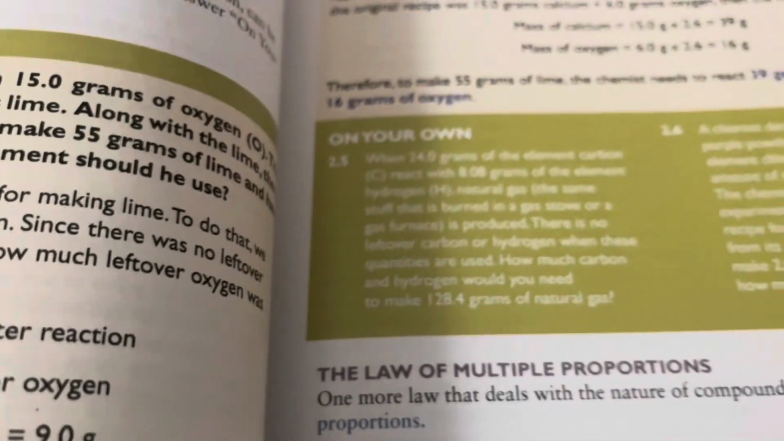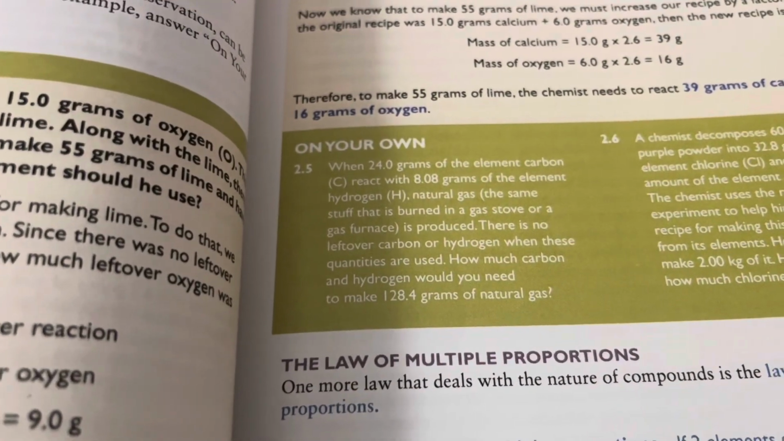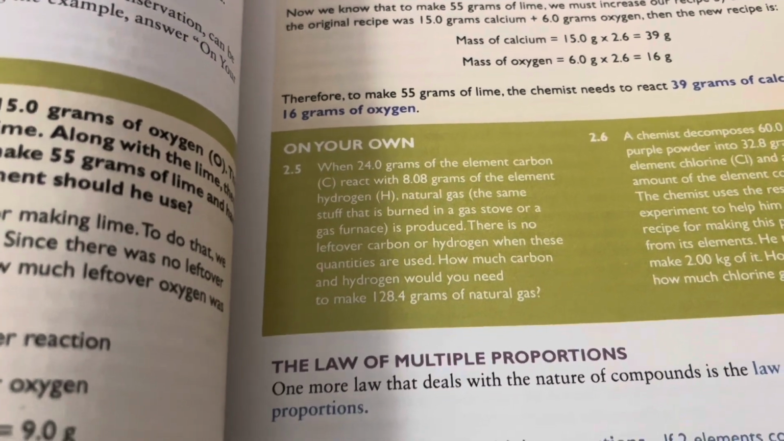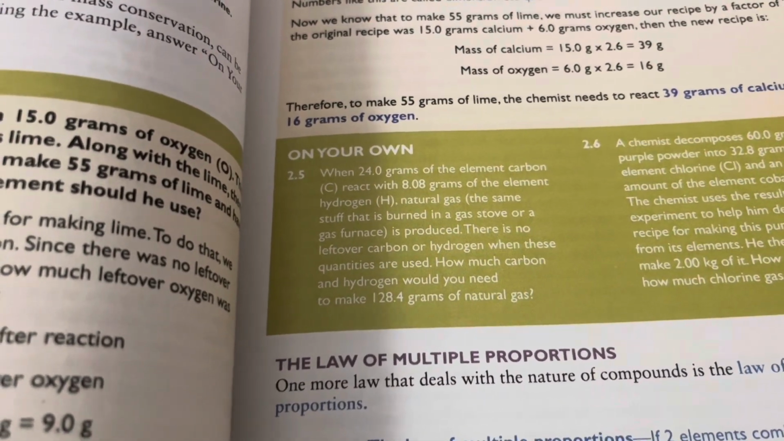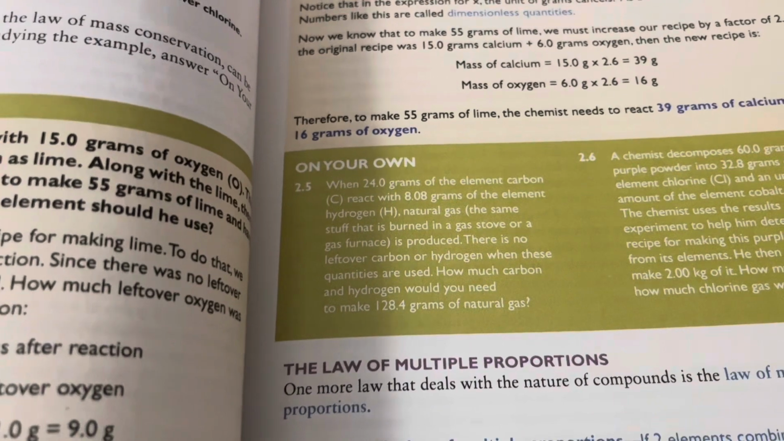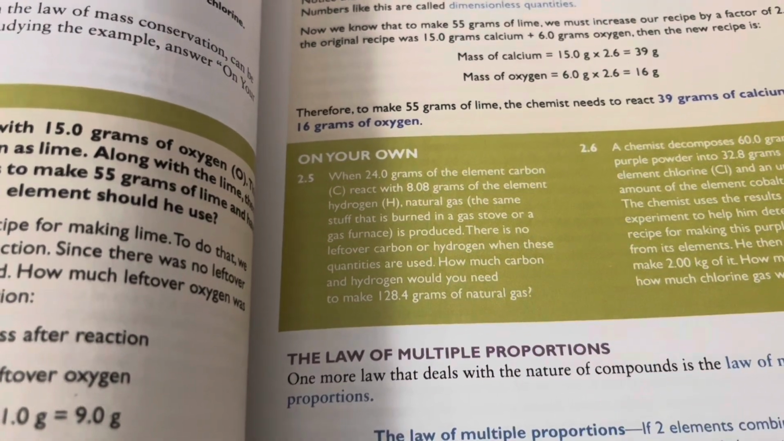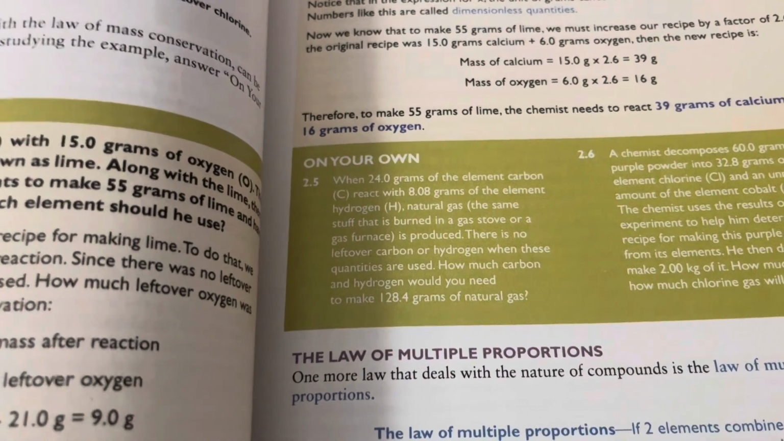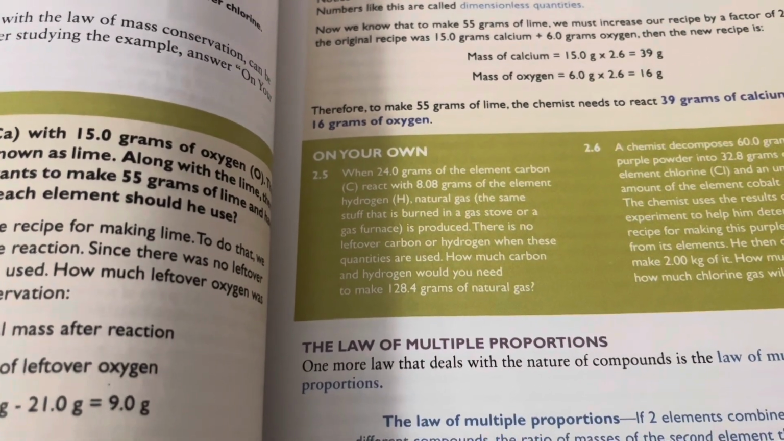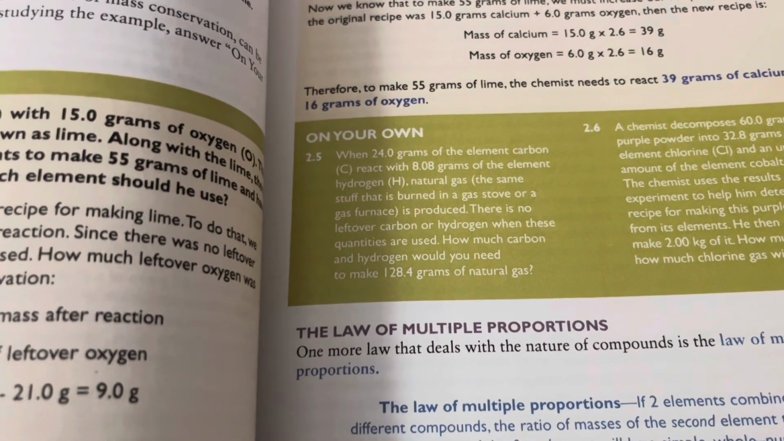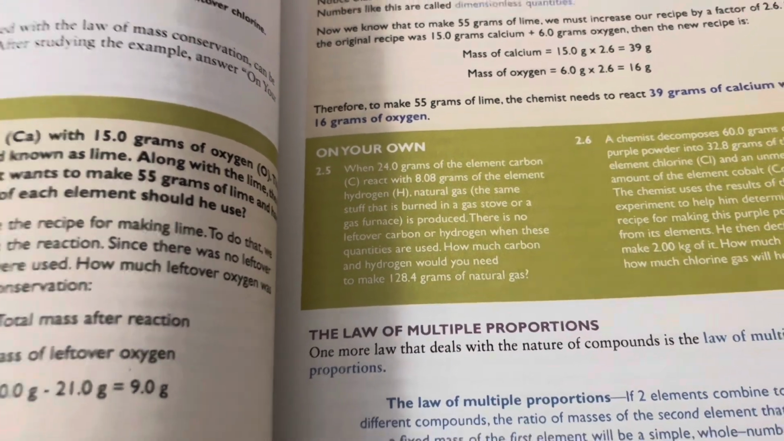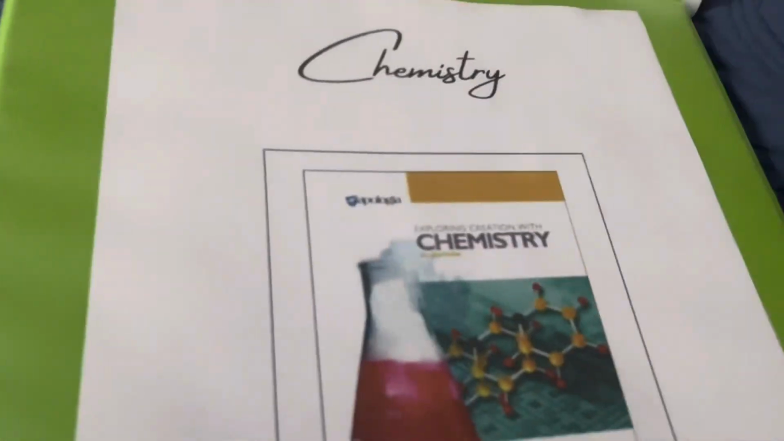It says, when 24.0 grams of the element carbon, C, react with 8.08 grams of the element hydrogen, H, natural gas, the same stuff that is burned in a gas stove or gas furnace, is produced. There's no leftover carbon or hydrogen. When these quantities are used, how much carbon and hydrogen would you need to make 128.4 grams of natural gas? Okay.